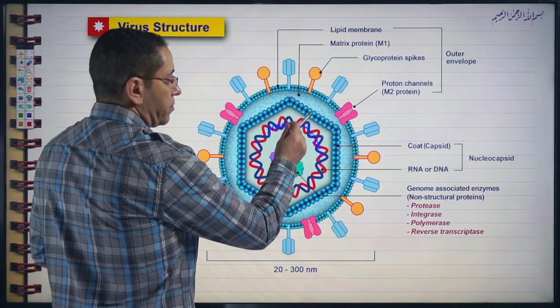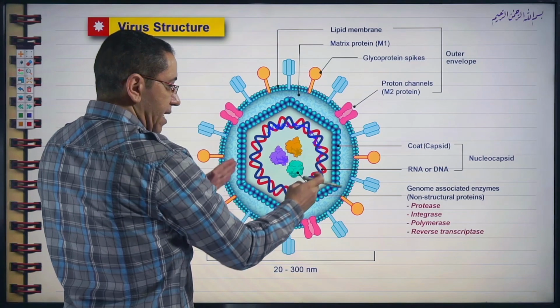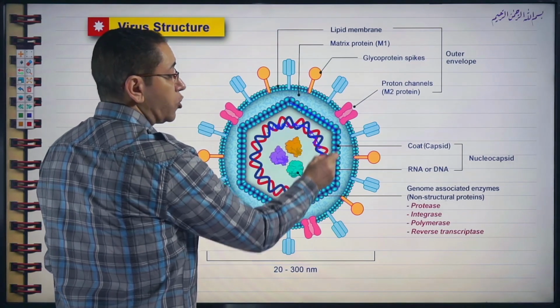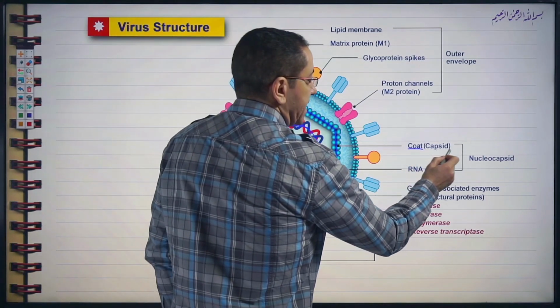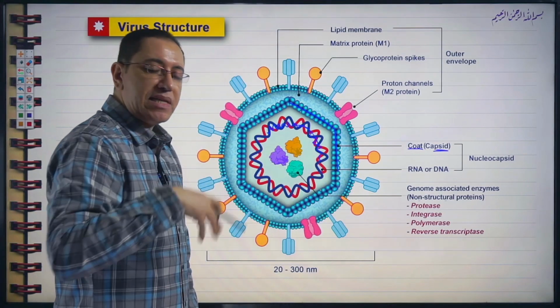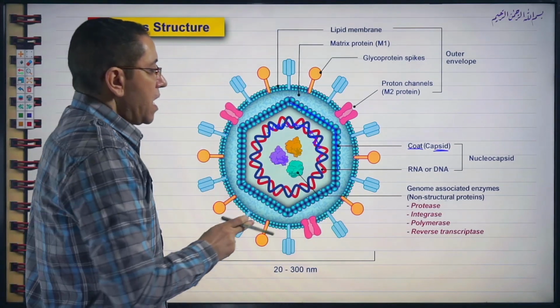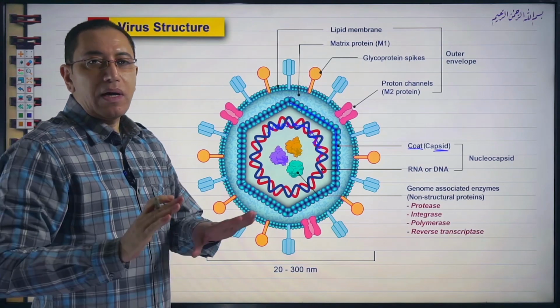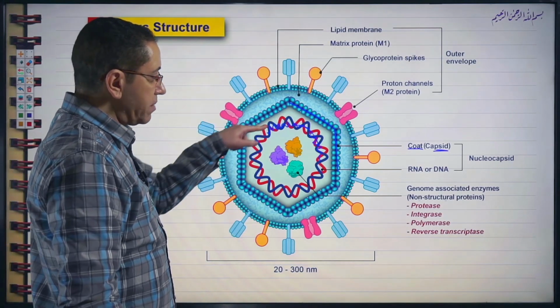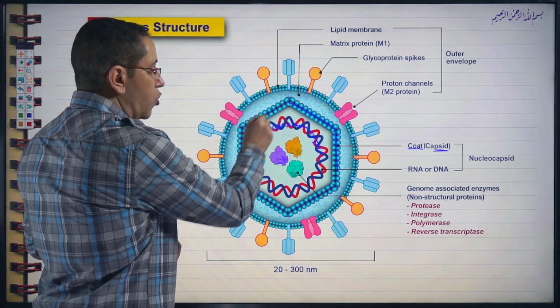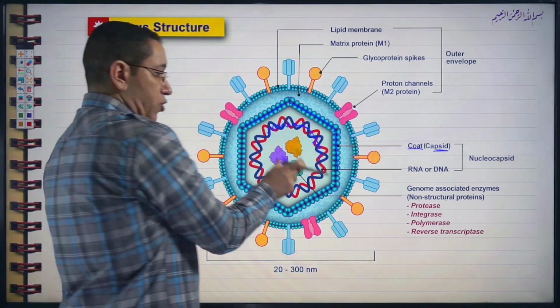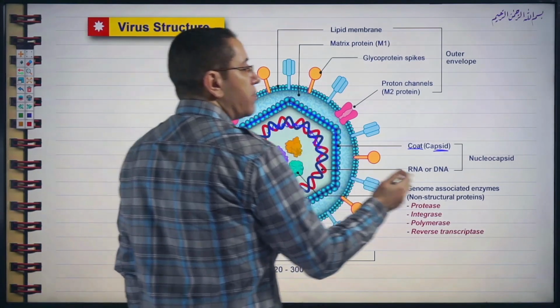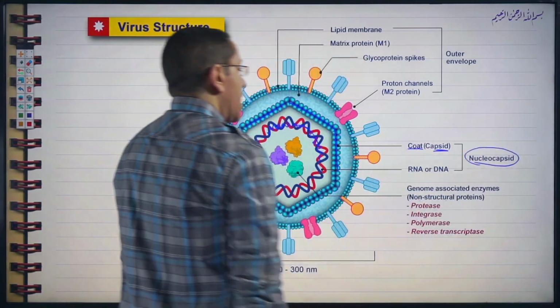The genome is always surrounded by a cover of proteins to protect it and it's called coat or capsid. Both are correct: viral capsid or virus coat. This coat must be present. There is no virus on the face of the earth that doesn't have this protection. The genome must be protected by this coat layer or the capsid. Both of them, coat and capsid, are together called nucleocapsid.